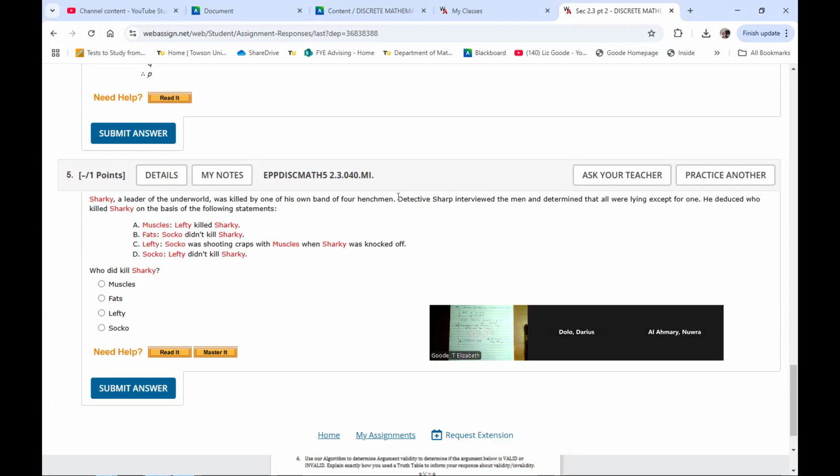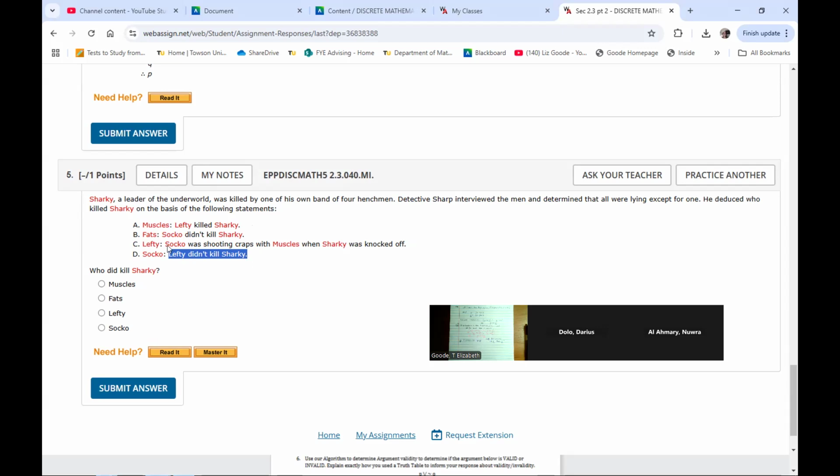Okay, do you understand that part of the premise is that all were lying except for one? Yes. All right, that means three of these four statements are false. One is true. We don't know which one, but check it out. If two statements are negations of one another, and that's what Muscles's and Sacco's statements are, one thing we know about negations is they have opposite truth values. We don't know which one of these two is true, but we know one of them has to be true.